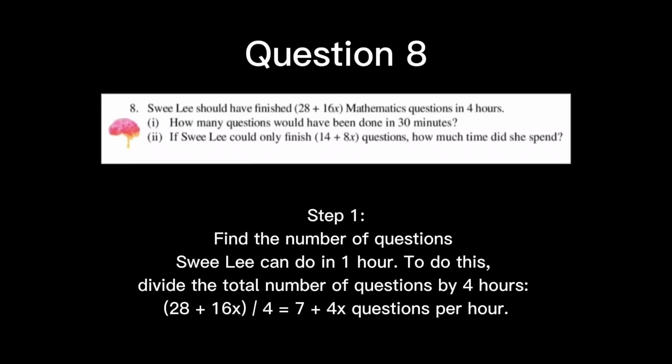Step 1. Find the number of questions Sweetie can do in 1 hour. To do this, divide the total number of questions by 4 hours. (28 + 16x) / 4 = 7 + 4x questions per hour.